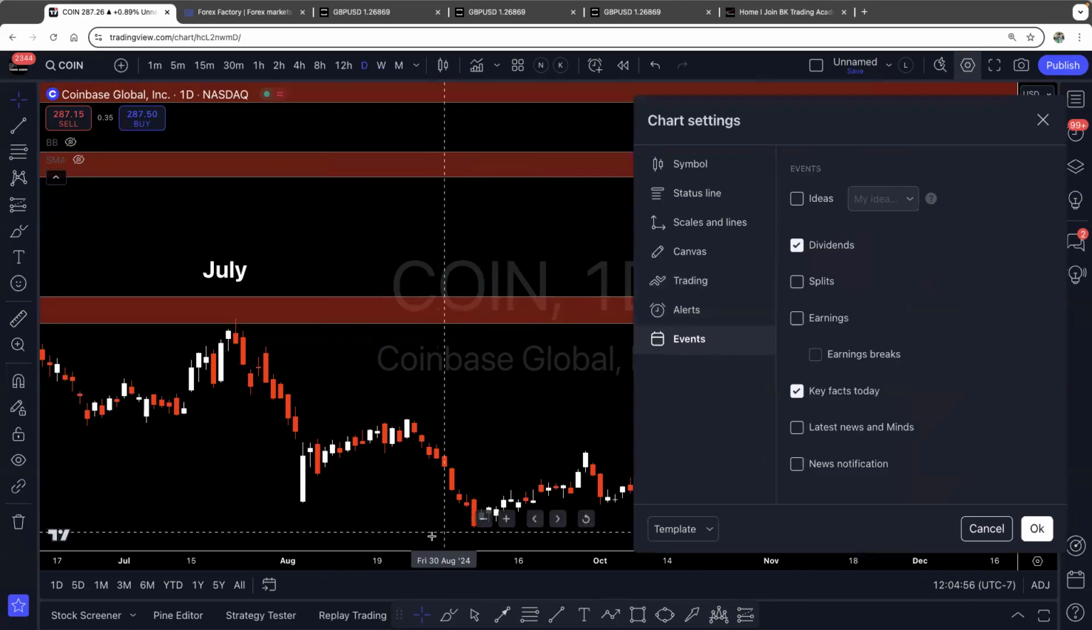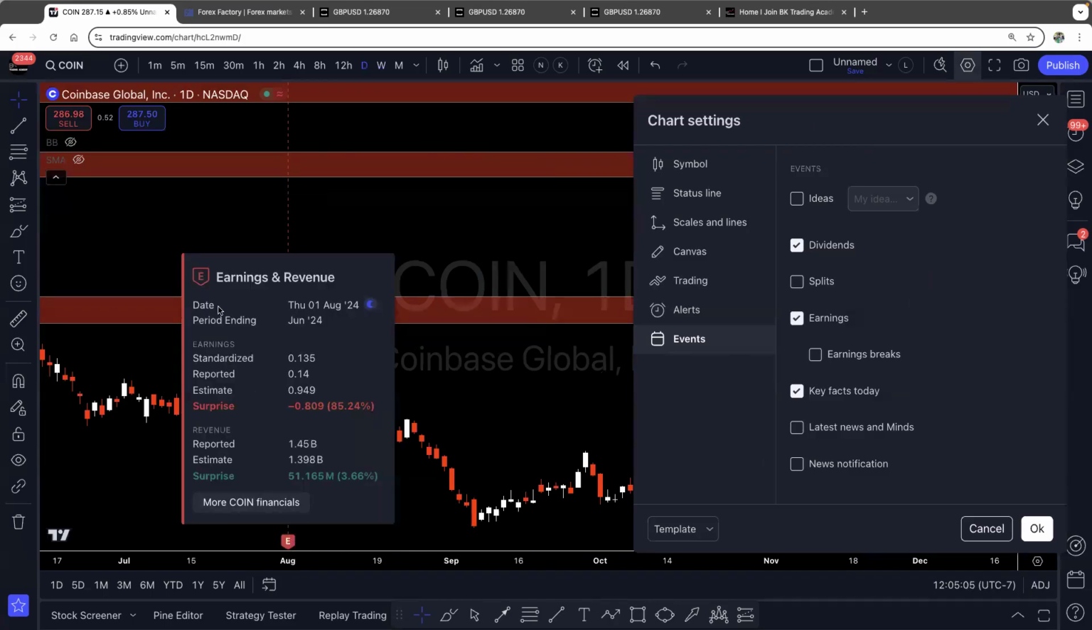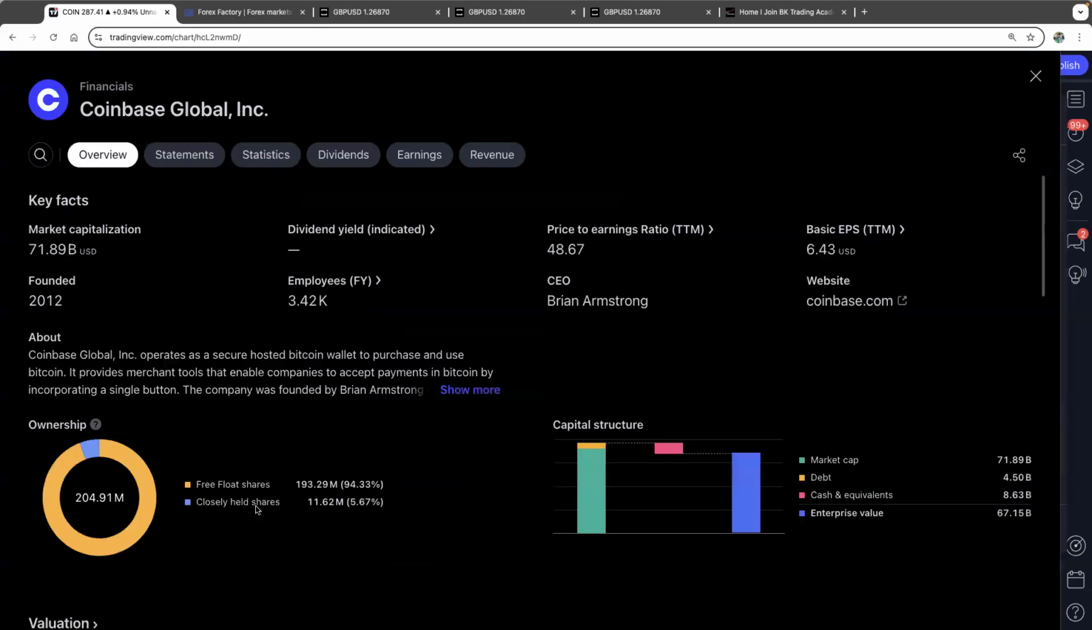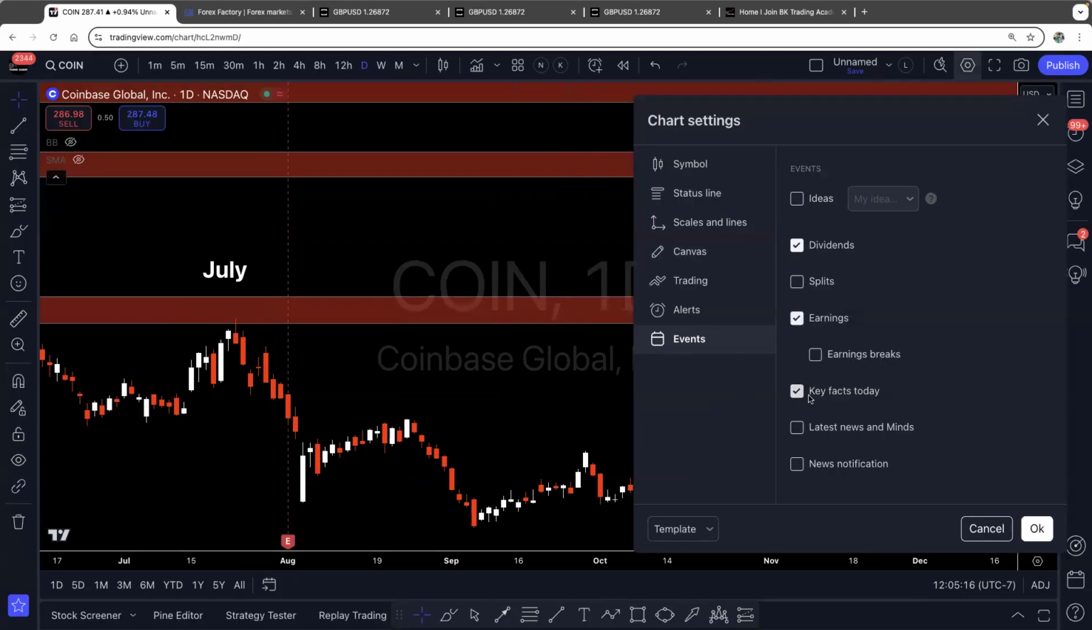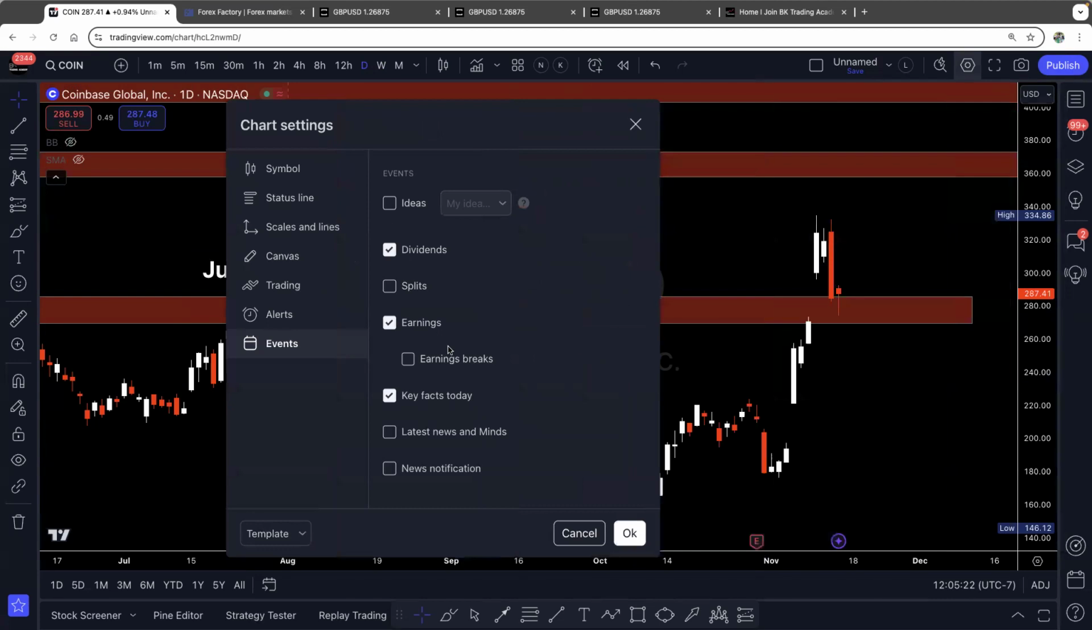When I unclick it, you can notice how the E's disappear. When I click earnings, the E's come back. So you know when the earnings is happening, and I can click earnings and see what happened with the company. If they did well, if they didn't, their revenue, I can even go into it further and start looking at their charts, but that's not about that today. And then I would click key facts today. This right here, click that. That tells you what's happening today for a company. When I unclick it, notice how this purple icon disappeared. When I click it, it comes back. So earnings, key facts today, and dividends is what I normally have clicked.